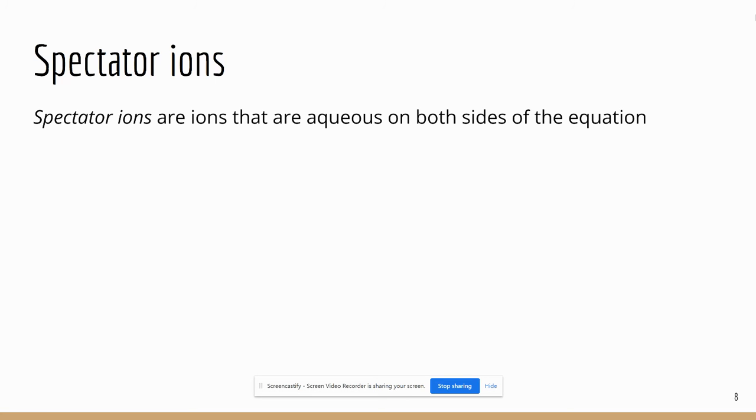So if you have something that is aqueous on both sides of the equation, that means that it's not actually doing anything. It's just dissolved, dissociated on both sides. That's why it's called a spectator ion. It is just in the solution the entire time, not really doing anything.